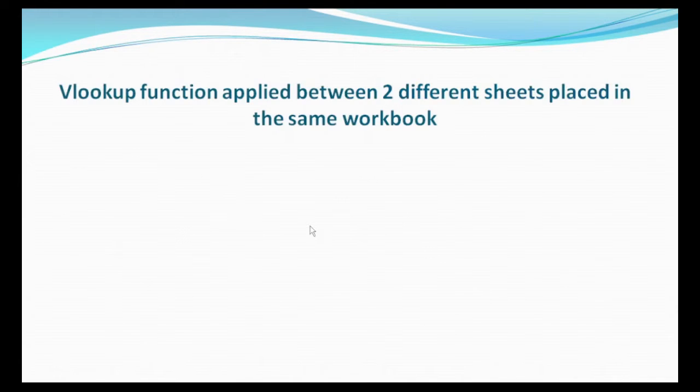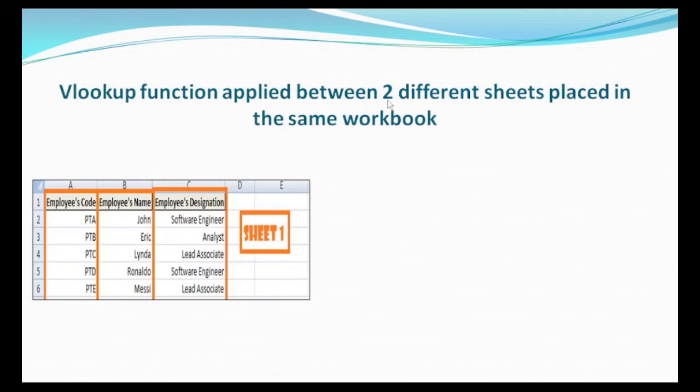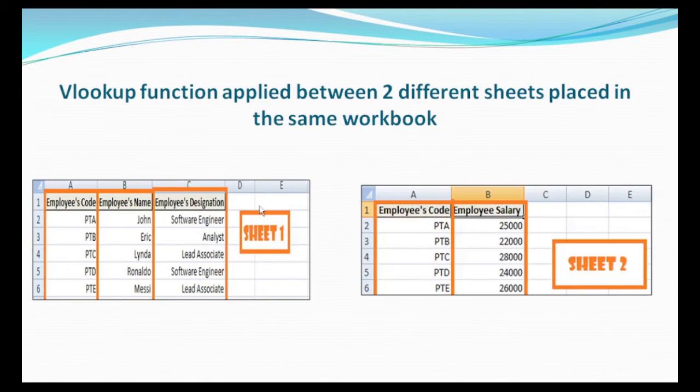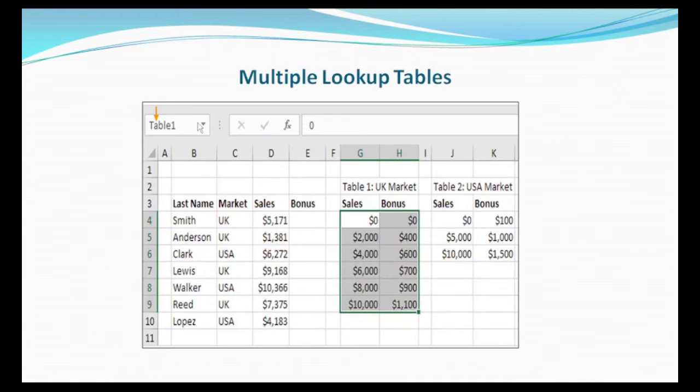So we are going to see a lookup function and then we are going to see another lookup function between two sheets. You have part of the data here and then part of the data here. So we are going to connect these and then we are going to give the VLOOKUP function. Next one will be the multiple lookup tables. You have 2 lookup tables and based on this market, this bonus will be derived. If it is UK, this lookup table will be used. If it is USA, this lookup table.